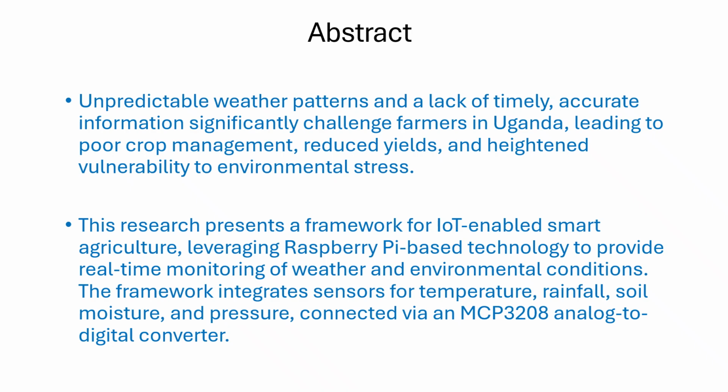We can use different kinds of sensors to calculate temperature and rainfall, how many centimeters of rainfall there is, or whether there is rainfall or no rainfall in the future or at present. We will check soil moisture and pressure, so we have to use different kinds of sensors. Like to calculate humidity and soil moisture we use DHT11 and DHT22 sensors, and we can use different kinds of sensors to calculate temperature, and they are connected through the MCP3208, which is an analog to digital converter.